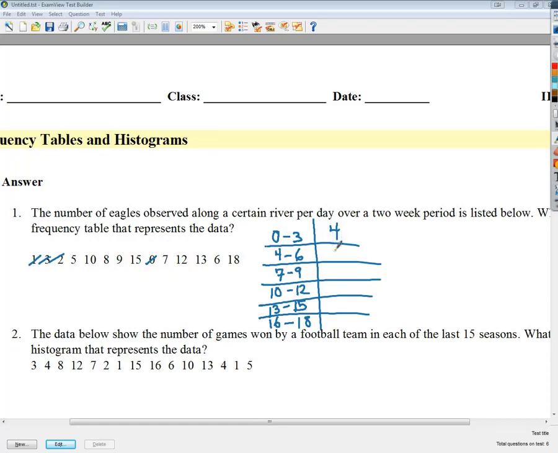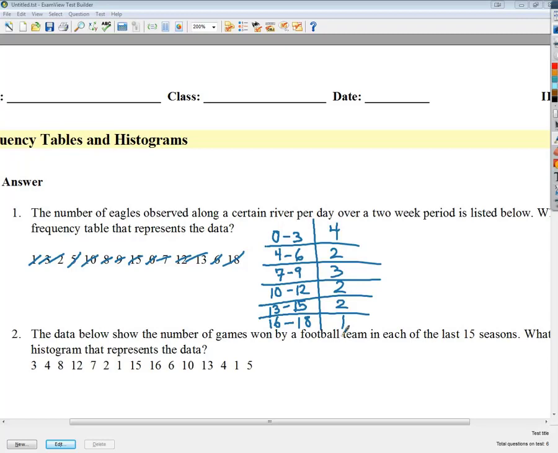4 to 6, 1, 2. 7 to 9, 8, 9, 7, so there's 3 there. 10 to 12, I've got 1, 2 of those. 13 to 15, I've got 1, 2 of those. And 16 to 18, I've got 1. So that's my frequency table. It represents the data relatively well.